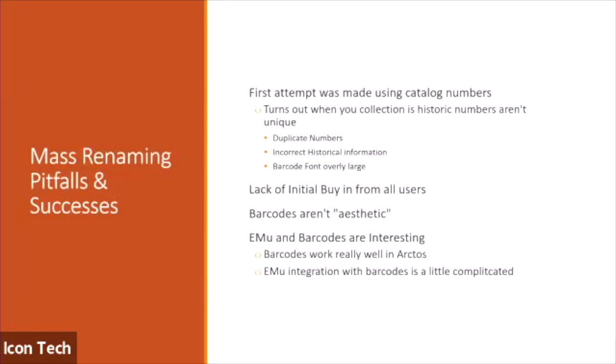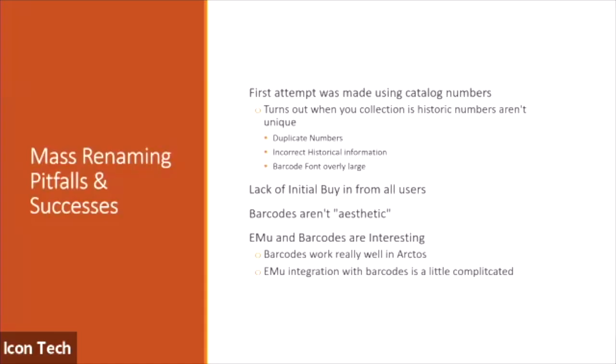Duplicate numbers, inaccurate historical information. If you do linear barcodes, they get huge real fast. So unless you want 4 or 5 inches, do not use linear barcodes. The lack of initial buy-in from all users was a big problem. You know who you are.